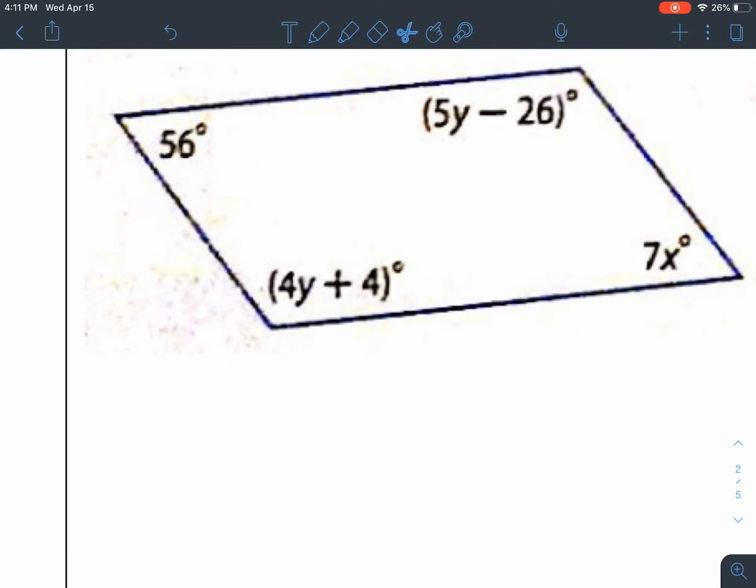So if I want this to be a parallelogram, and I'm given these angles, what we need to do is look at what's the connection between the angles that we have. So if it's a parallelogram, what do we know about opposite angles? Well, we know that the opposite angles have to be congruent. So what I'm going to do is set 7x equal to 56. And then I'm going to set 4y plus 4 equal to 5y minus 26. And then I'm going to solve.